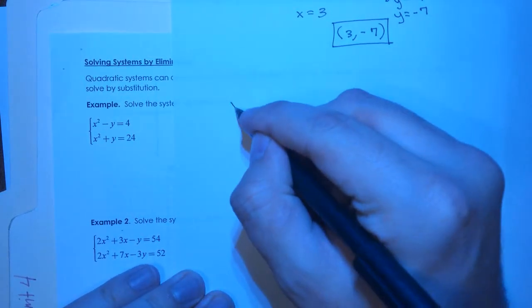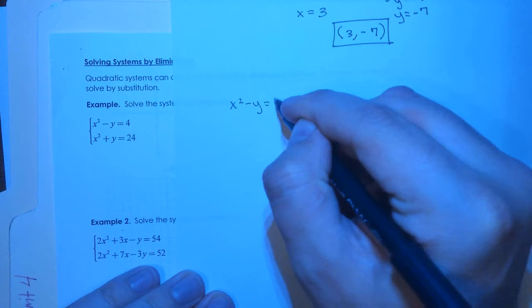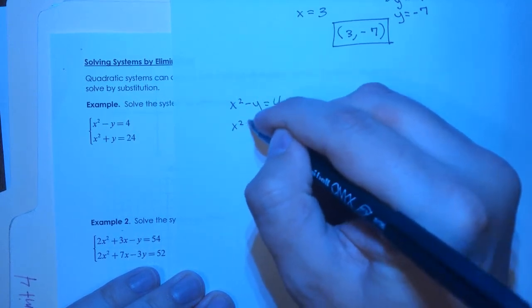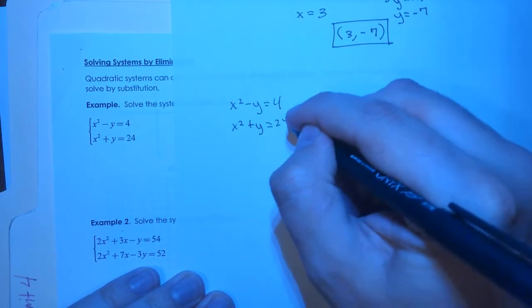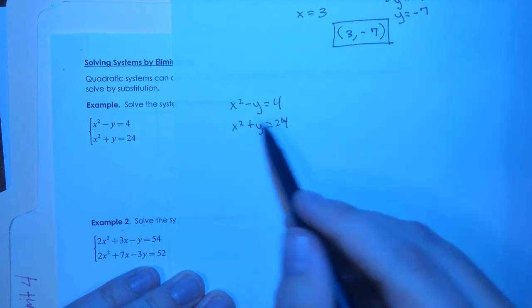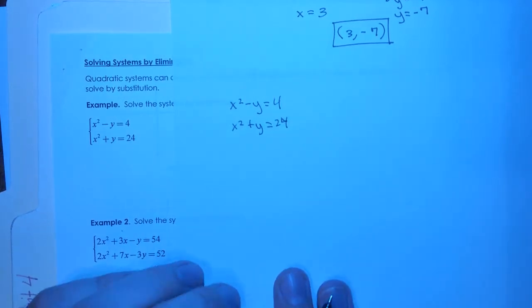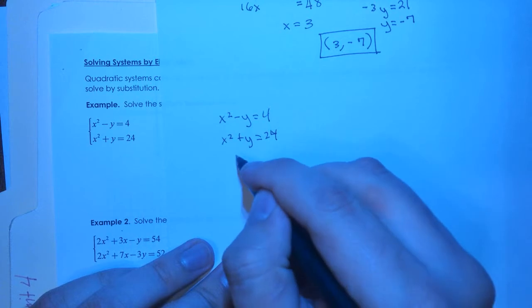I could very easily solve this system of equations by substitution. X squared plus y equals 24, x squared minus y equals 4. If I solve one of these equations for y, then my life is pretty simple and I can solve this by substitution.